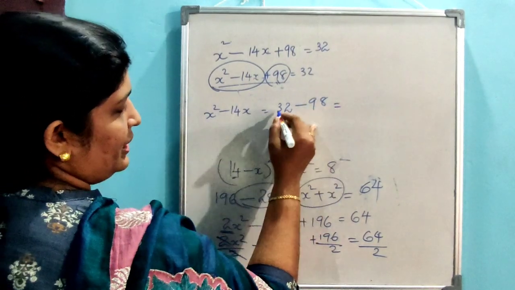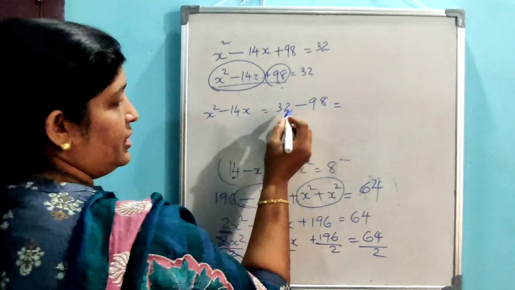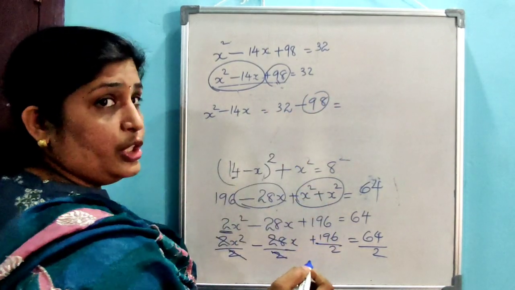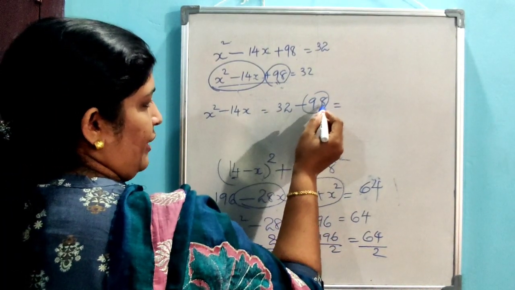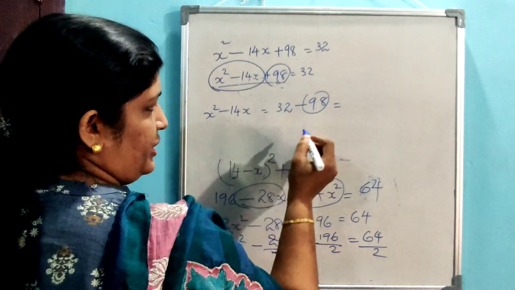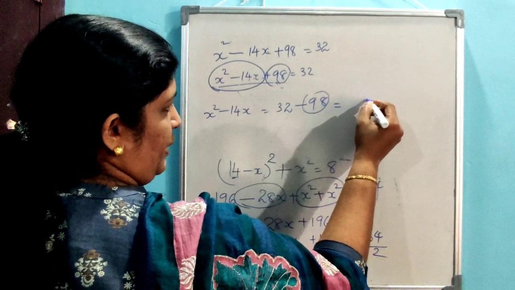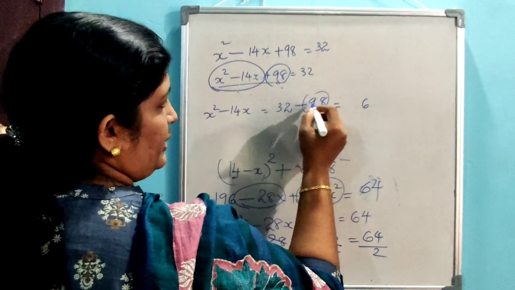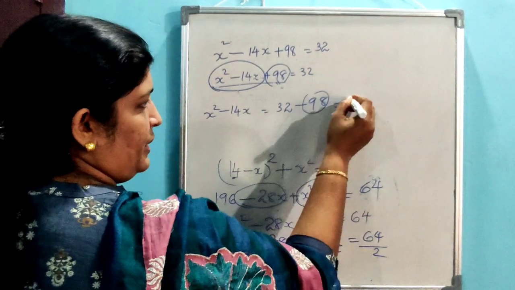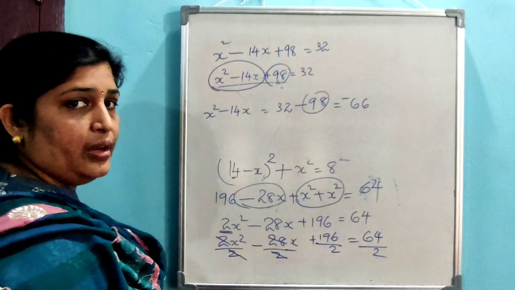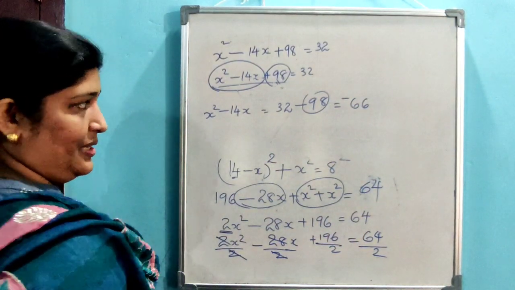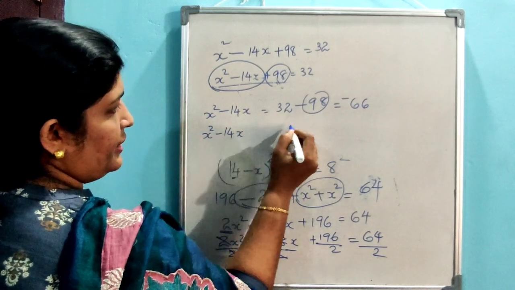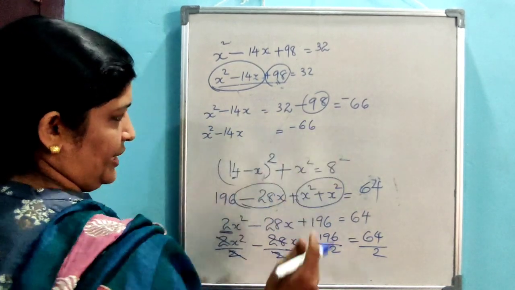What is it? 32 minus 98. This number 98 is bigger than 32, so first subtract 32 from 98. 8 minus 2 is 6. 9 minus 3 is also equal to 6, but this number is a negative number. So negative 66. So here we have x square minus 14x, and here we have minus 66.